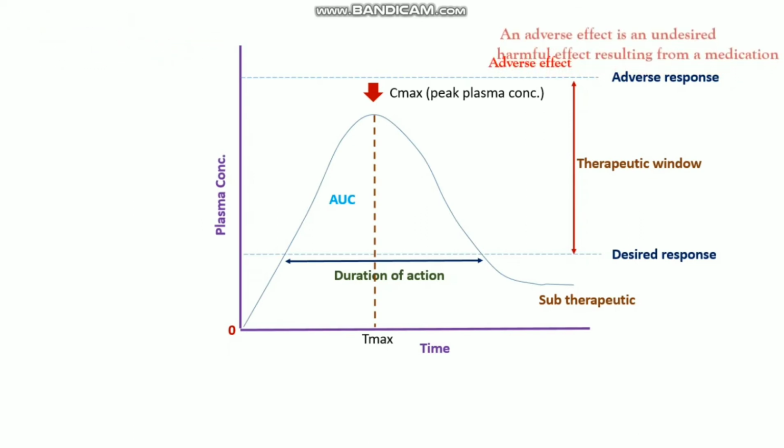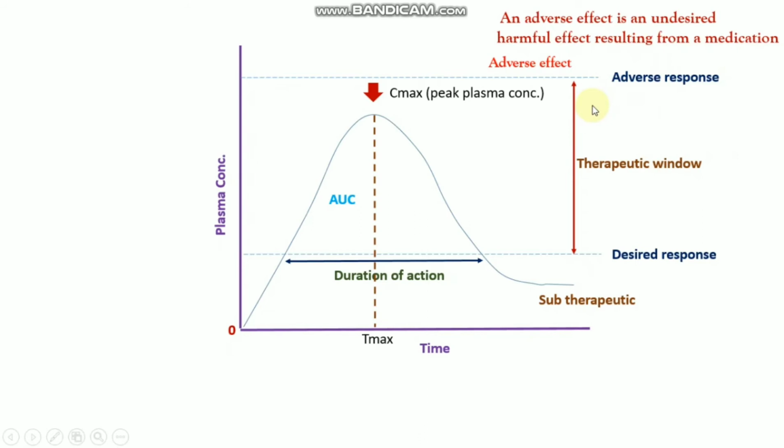And next is the adverse effect. So when the concentration of the drug crosses the maximum effective concentration, or the adverse response, then that drug shows the adverse effect. So mainly the adverse effect is an undesired harmful effect resulting from a medication.